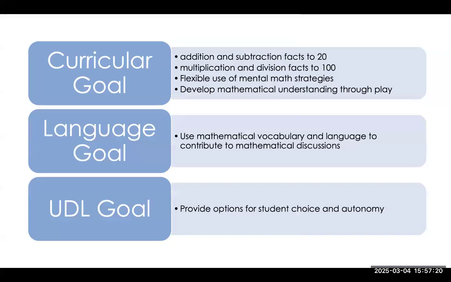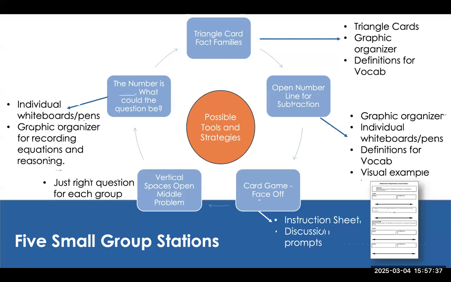This is an example of a math stations activity for Math Facts, where I know the curricular goals are there. I've got some language goals around use of vocabulary, and we're providing options for students to choose and have autonomy. So here's what an example could look like, where we've got 5 stations, and I'm providing tools at each of the stations that can provide access to the learning. In addition to that, I'm really thinking about the content that I'm providing at each of the stations and differentiating it so that students could choose the just right question for them.